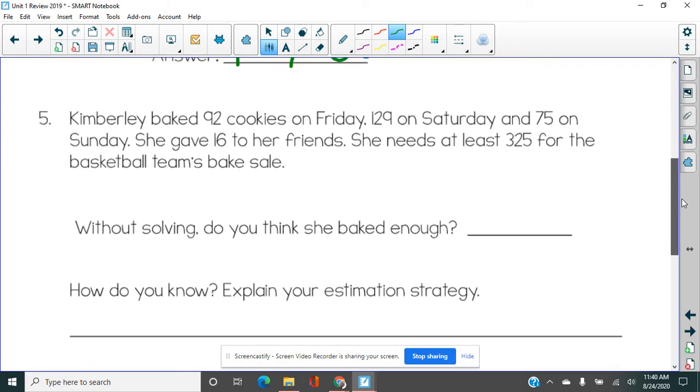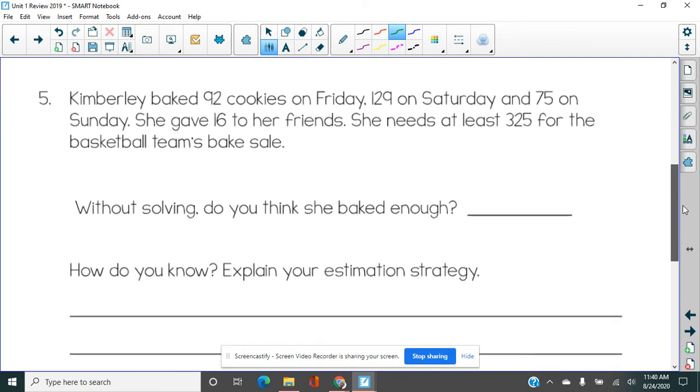All right, here is what we have with number 5. Let's read it first. Kimberly baked 92 cookies on Friday, 129 on Saturday, and 75 on Sunday. She gave 16 to her friends. She needs at least 325 for the basketball team's bake sale. Without solving, do you think she baked enough? Okay, so without solving is the key thing here. We're not going to be adding or subtracting any numbers.